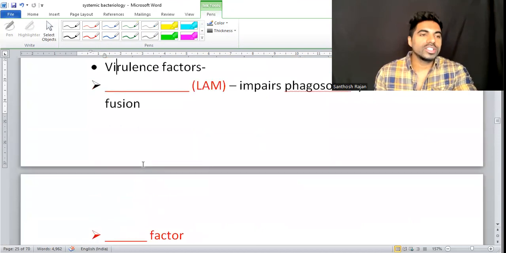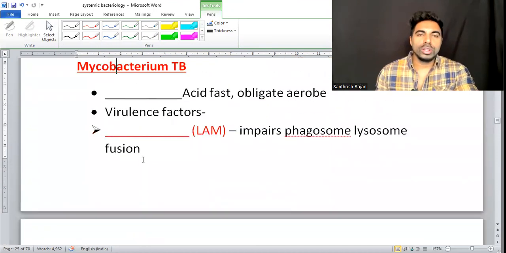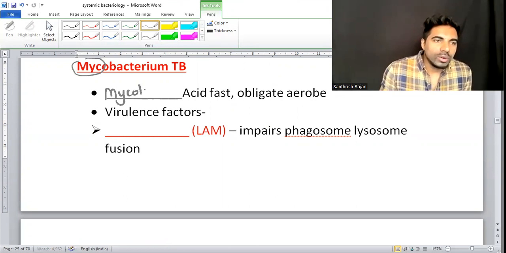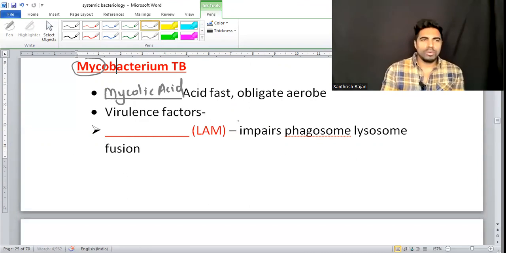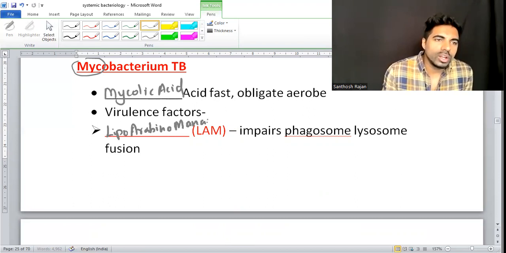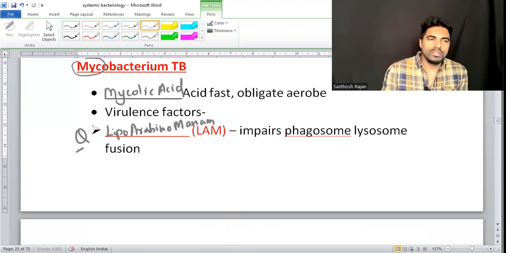What are the important features of Mycobacterium? The name itself, you can see: myco. So it has mycolic acid. Number one, it has mycolic acid, so it is acid fast, and it is an obligate aerobe, always aerobic. What is the virulence factor? One of the most important virulence factors is lipoarabinomannan, LAM. Very important virulence factor.